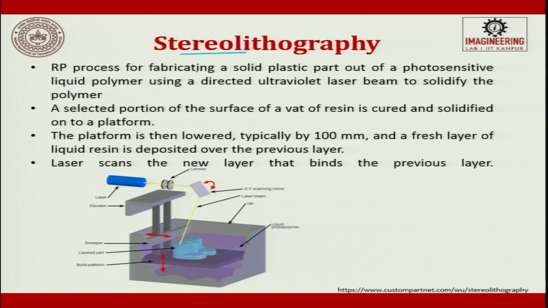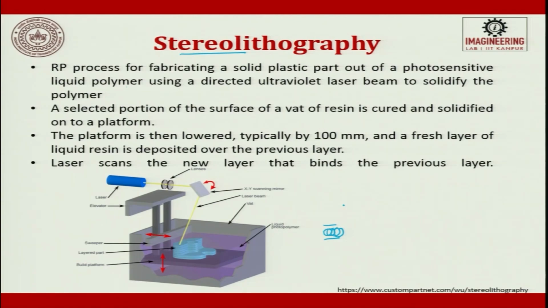It is an RP process for fabricating a solid plastic part out of a photosensitive liquid polymer using a direct ultraviolet laser beam which falls on the polymer and solidifies it. So, it is one spot. Now, overlapping of spots will be there. So, now what will happen? It will produce a single layer.